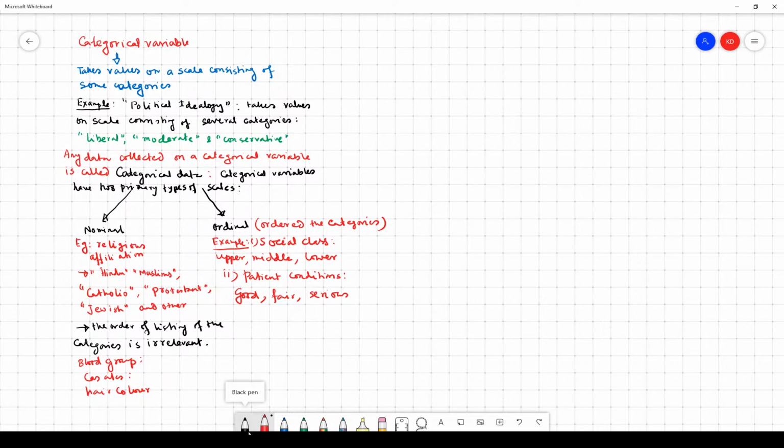I think you can understand there are several examples. Blood group means A, B, AB, O. These are four categories, but you cannot order them. Even if you write AB or BA, both are the same thing, because here order is irrelevant. Caste is also a nominal variable. Hair color, black, brown, is again nominal data.